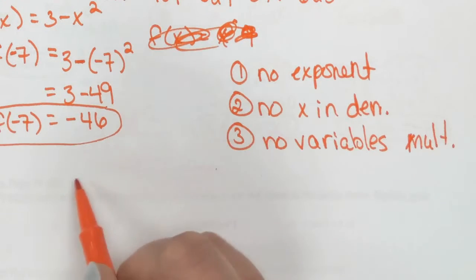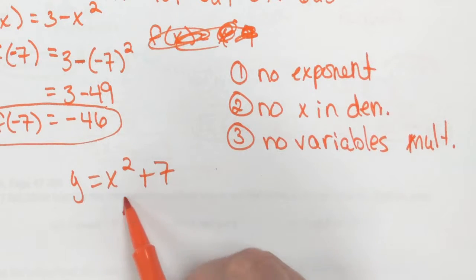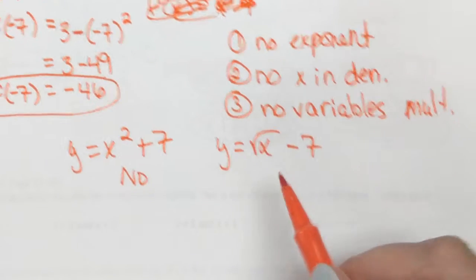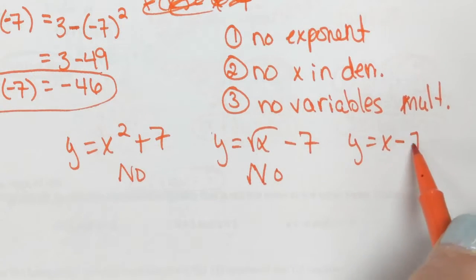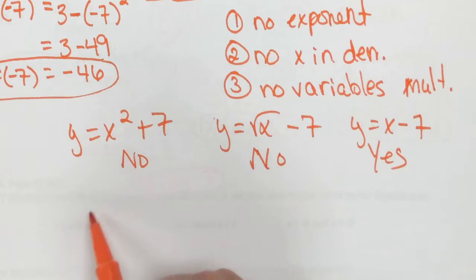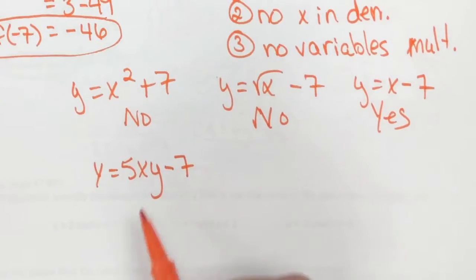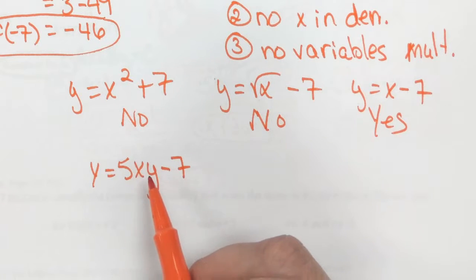Okay, so what about this one? Yes or no? No. What about that one? No. What about that one? Yes. What about this one? We're reviewing for our test. No. Letters multiplied. This is our quick linear. Yes, this is linear.